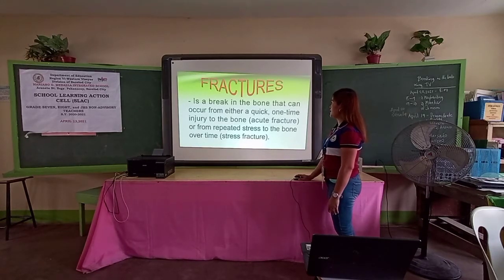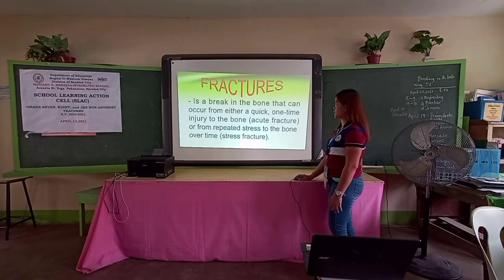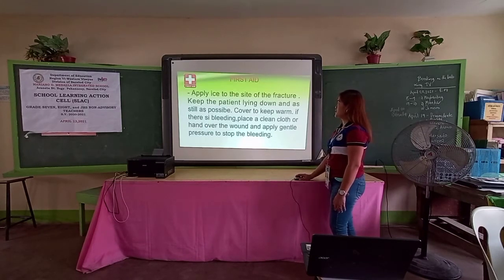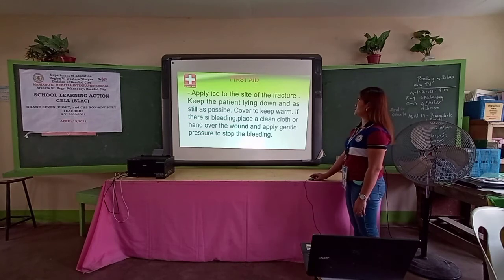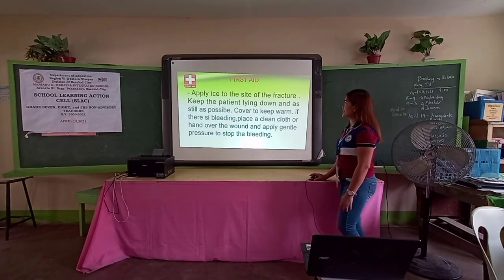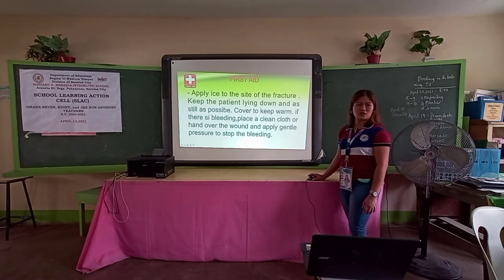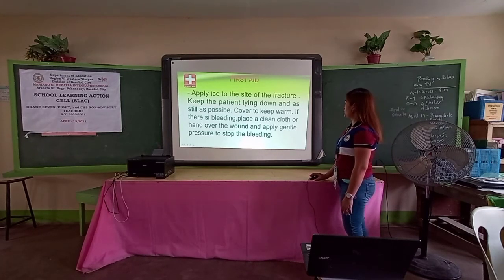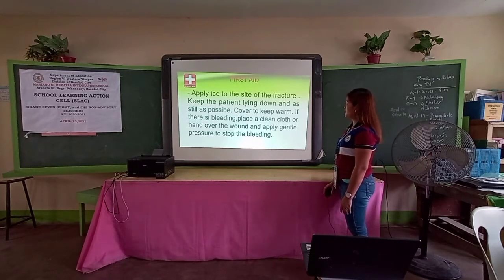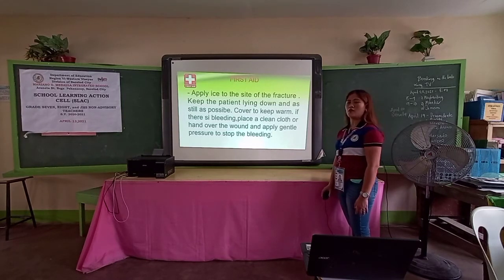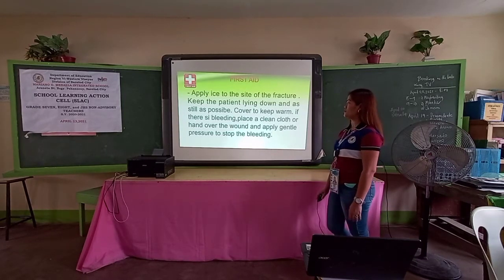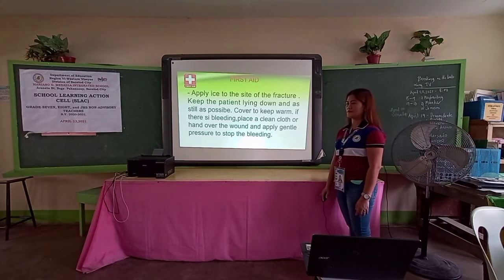A fracture is a break in the bone that can occur from either a quick, one-time injury to the bone, or acute fracture, or from repeated stress to the bone over time, or stress fracture. First aid. Apply ice to the site of the fracture. Keep the patient lying down and as still as possible. Cover to keep warm. If there is bleeding, place a clean cloth or hand over the wound and apply gentle pressure to stop the bleeding.